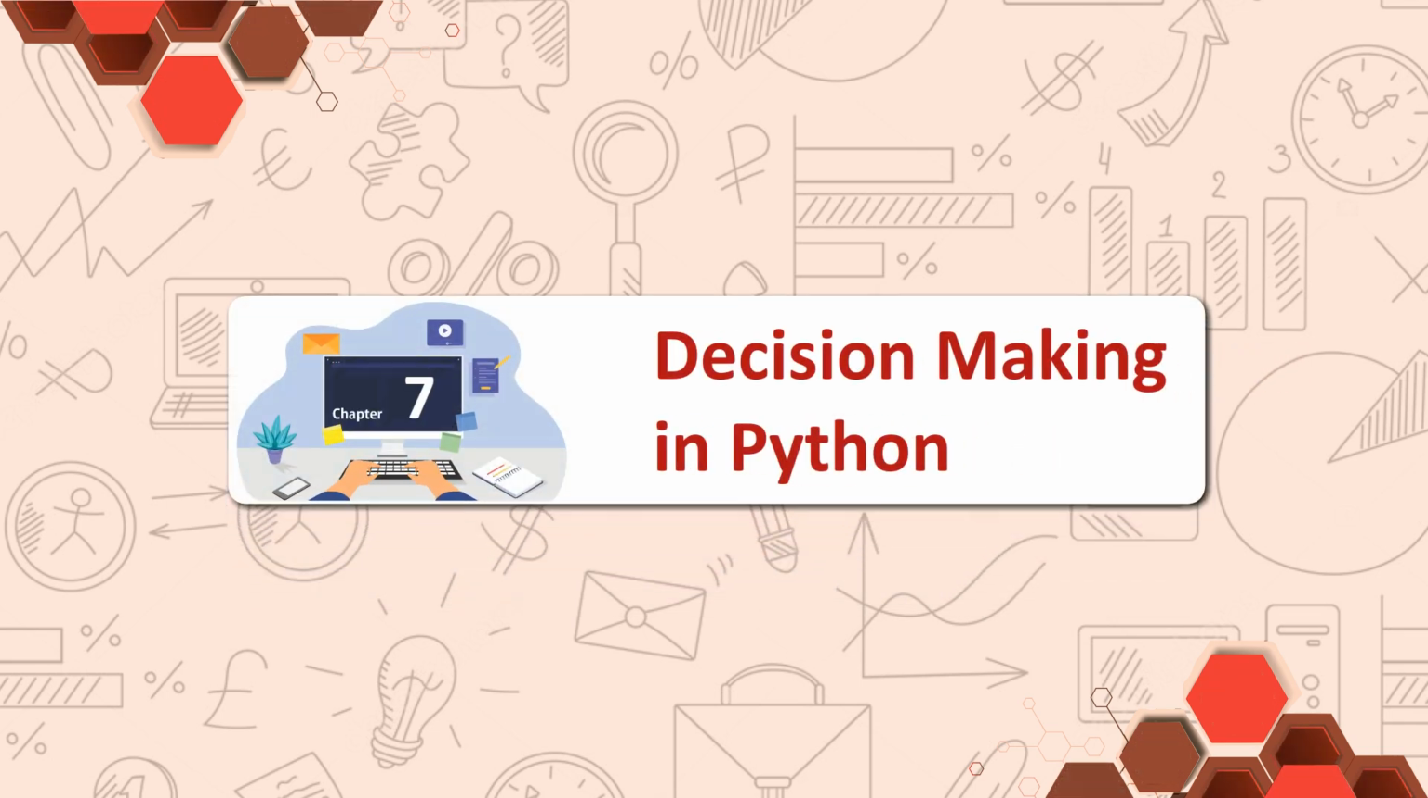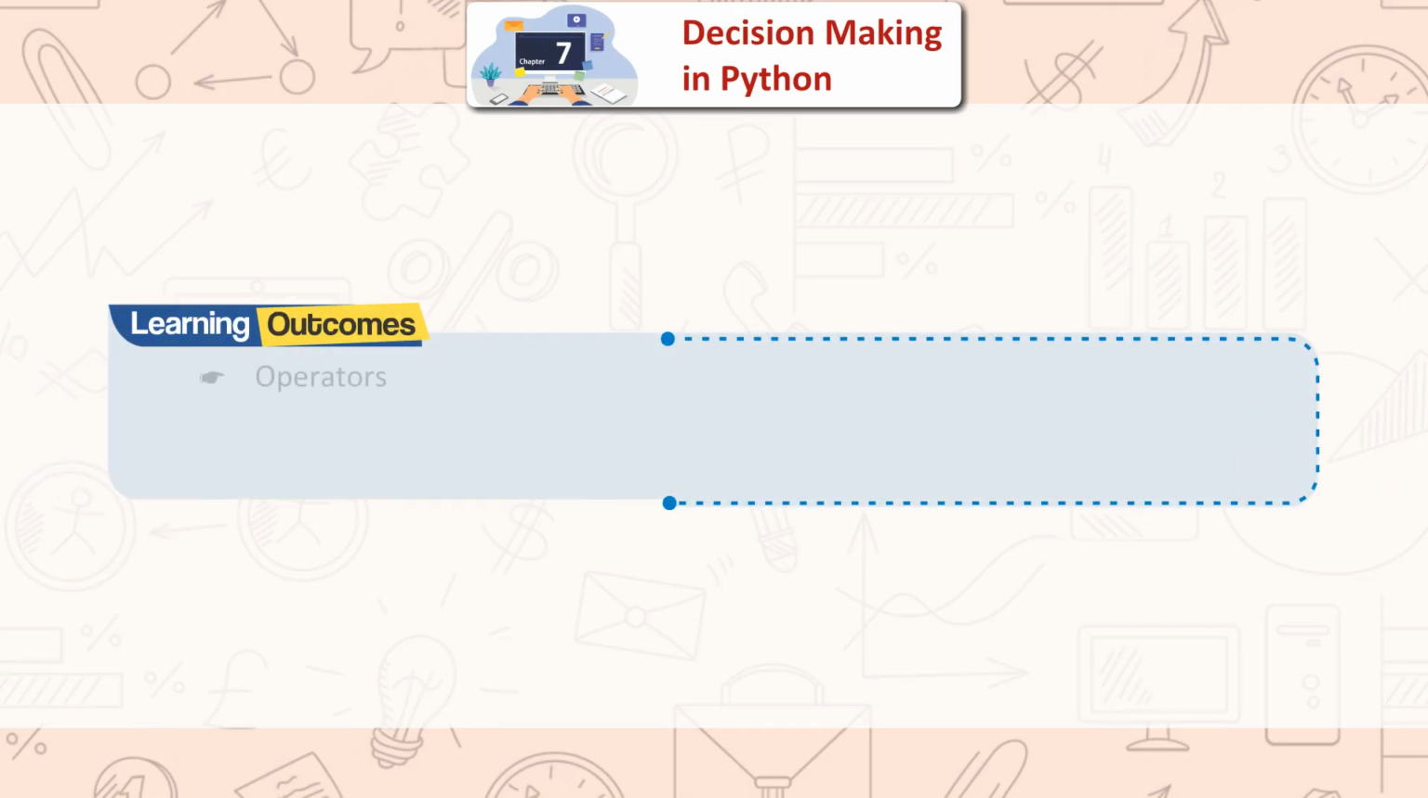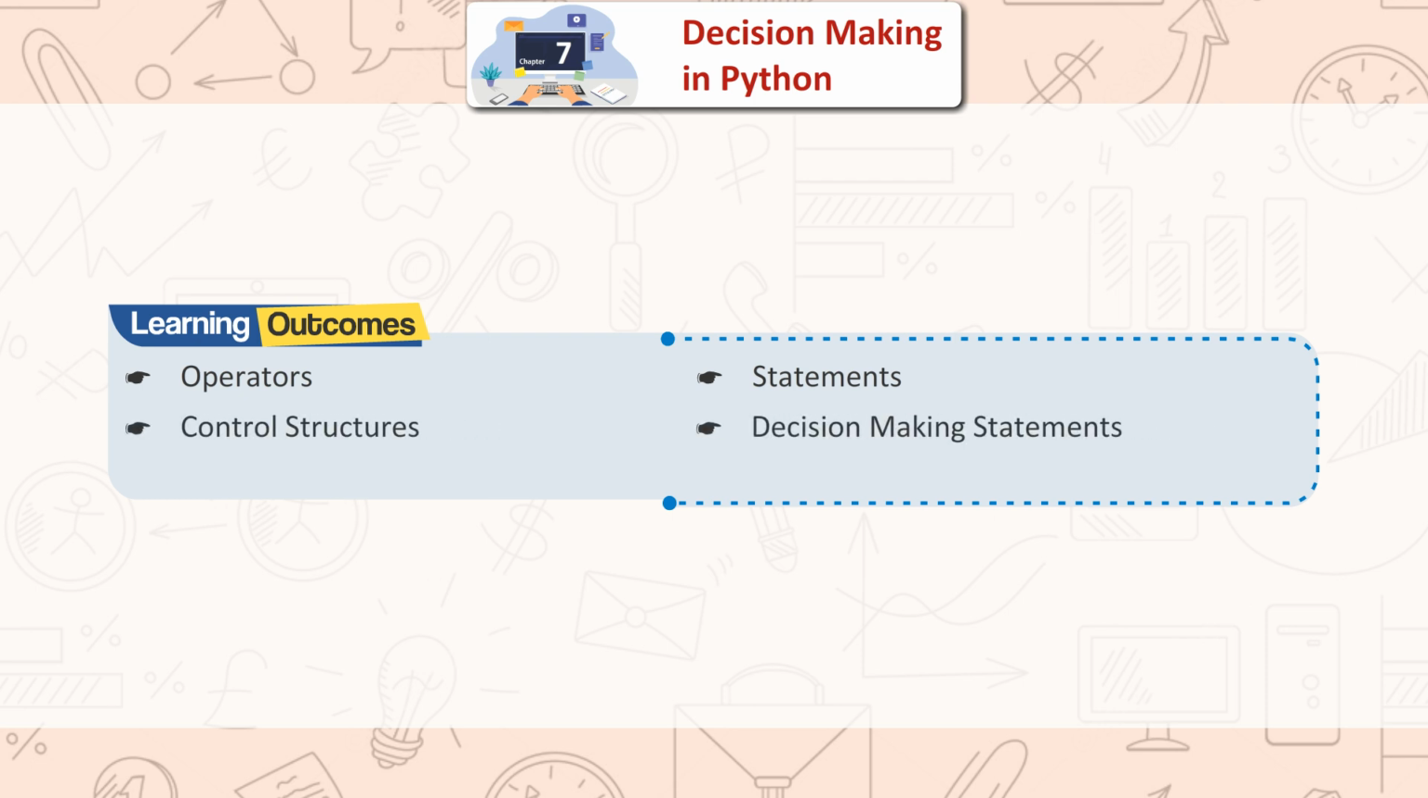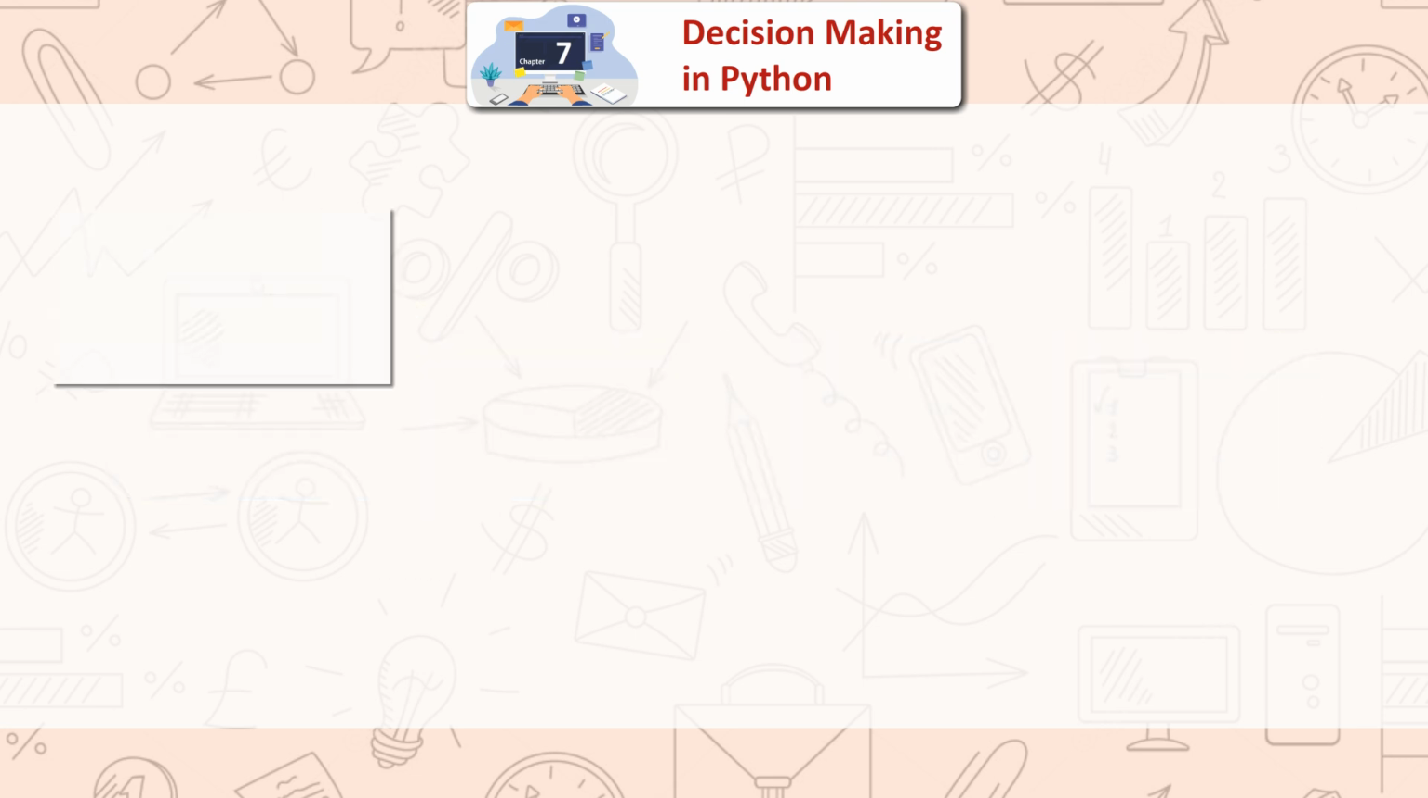Chapter 7. Decision Making in Python. Learning Outcomes: Operators, Statements, Control structures, Decision-making statements, Turtle programming in Python.